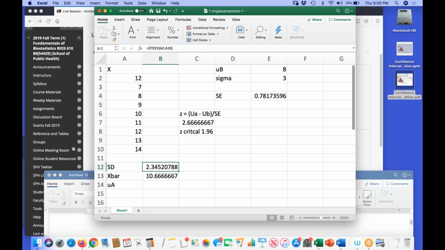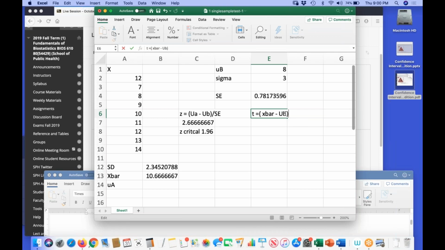Okay, so now how do I calculate my Z-score? I don't calculate my Z-score. If I don't know what sigma is, what do I have to use instead of Z? T. T is equal to X bar for group A minus the known mean for group B, over the standard error.